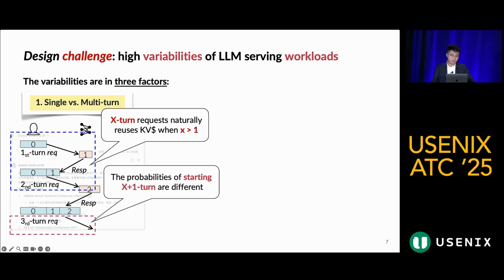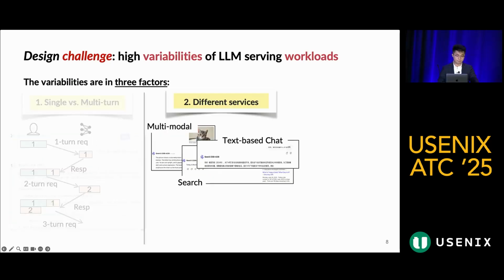We can see that a multi-turn request naturally shares the prefix of a previous turn. The probability of starting a next turn is different. Ignoring such a probability may leave a large but unused multi-turn request in the KVCache cache, causing degraded cache hits as well as increased cost due to the waste of memory.